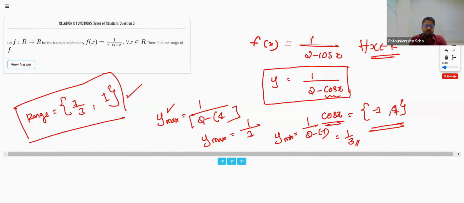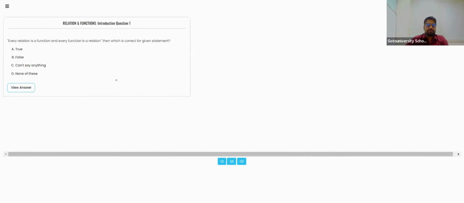This is not the right way to represent this, because it can take any value from here to here, so we use interval notation, starting from 1/3 to 1. Any value it can take. The range is going to be anything from 1/3 to 1. Okay.